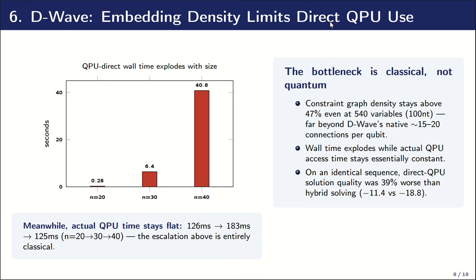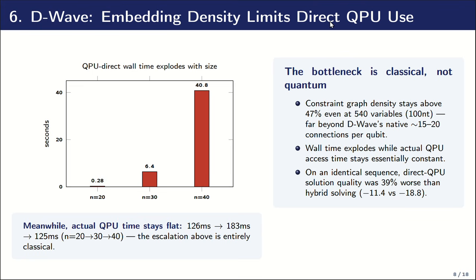Moving to actual quantum hardware on D-Wave, I ran both the hybrid solver and direct QPU annealing. Direct QPU submission requires embedding my problem's variables onto D-Wave's physical qubit connectivity graph, and that's where I found the real bottleneck. My constrained graph density stays above 47% even at 540 variables, which is way denser than D-Wave's native qubit connectivity, roughly 15 to 20 connections per qubit.